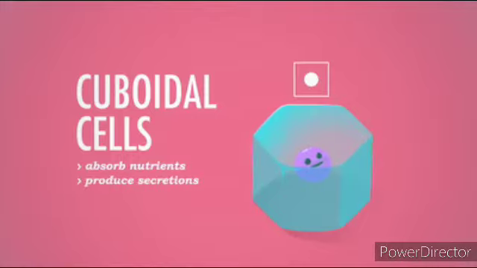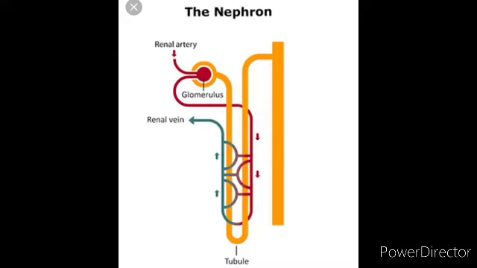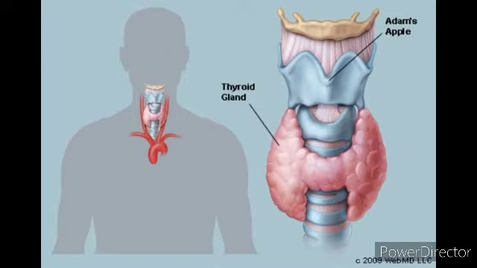Cube-shaped cells belong to cuboidal epithelium. These are found in the lining of kidney tubules and thyroid glands.